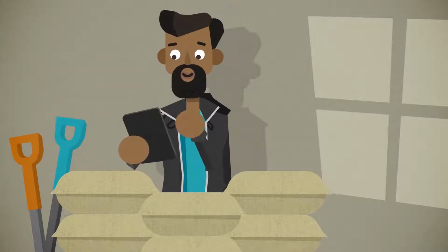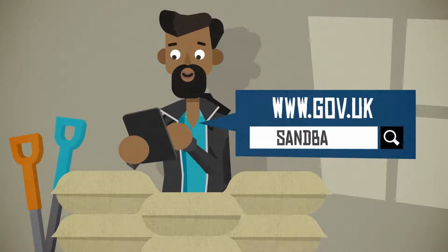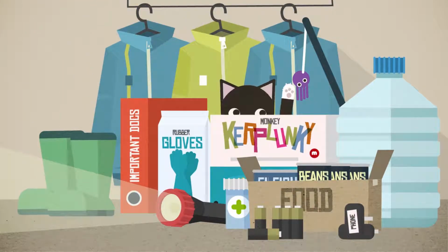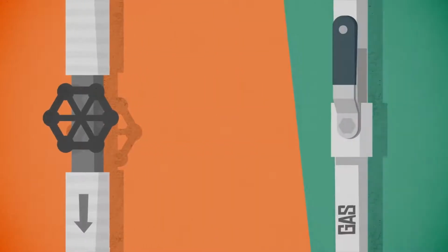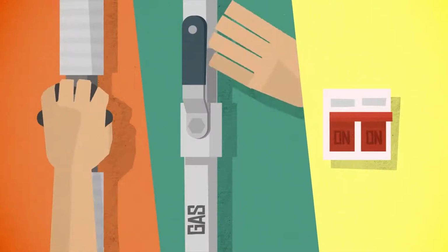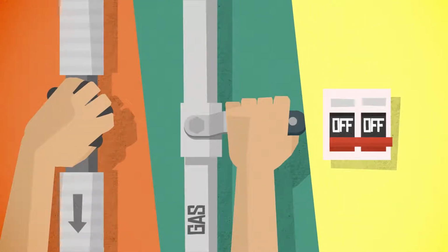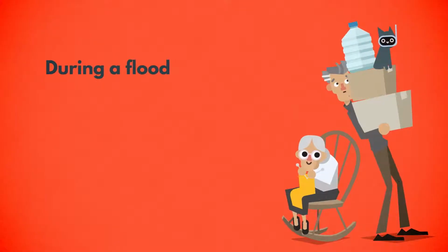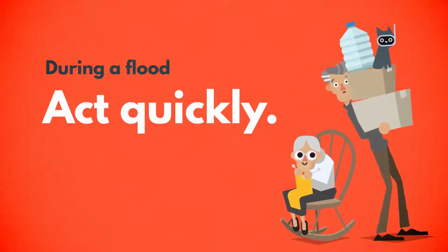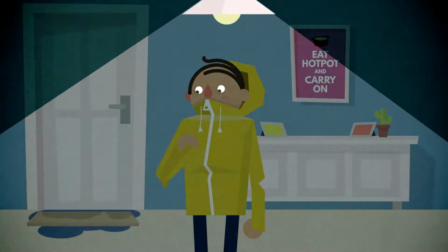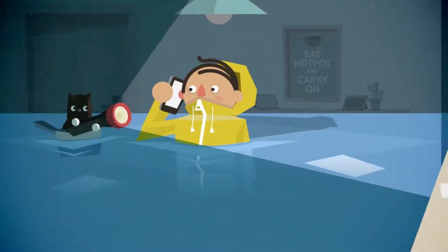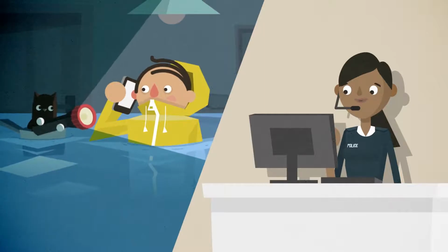Buying sandbags might help, but check government advice about how best to protect your home. Get an emergency flood kit ready and prepare important documents in case you have to leave in a rush. Make sure you know how to quickly turn off your water, gas and electricity mains. Clear leaves from your drains and, if it's safe, during a flood, act quickly. Flood water can rise fast. So, if there's an emergency and you're in danger, call 999 and follow the advice.